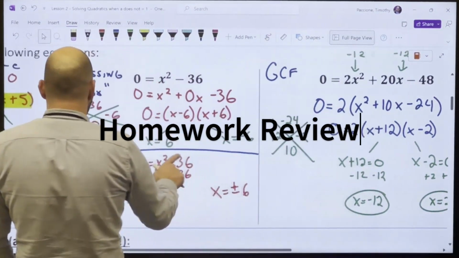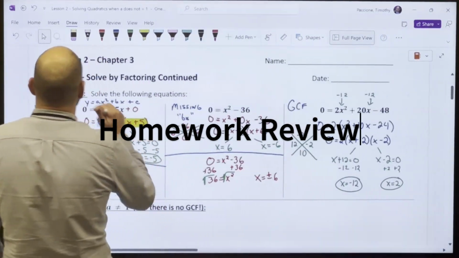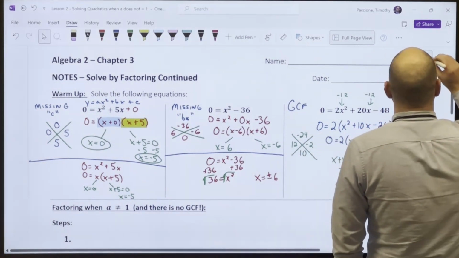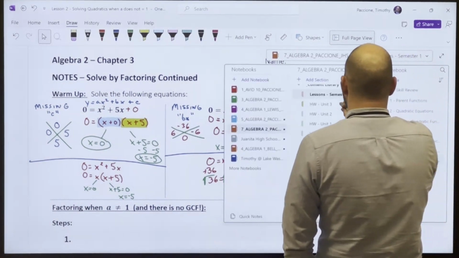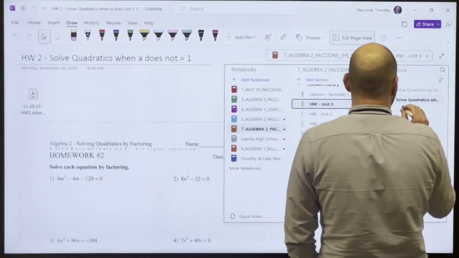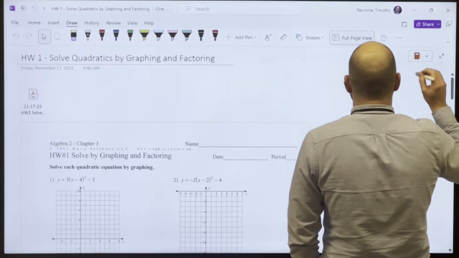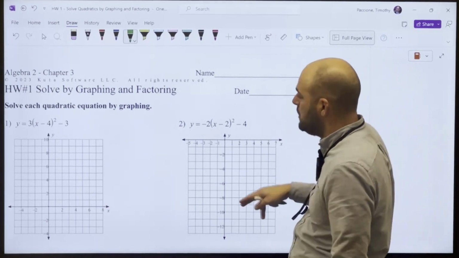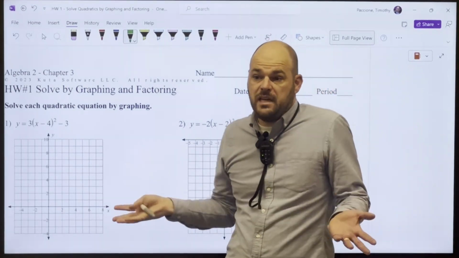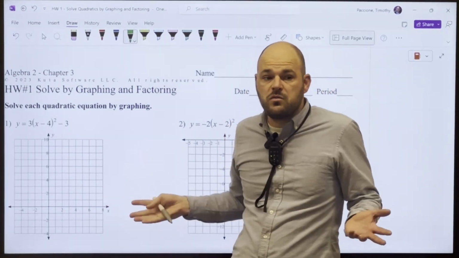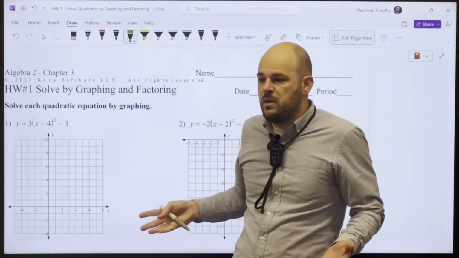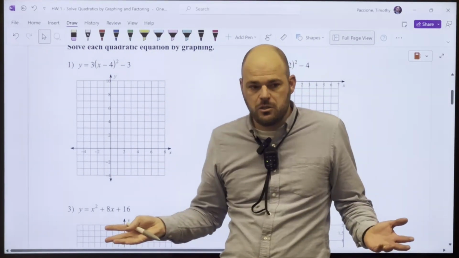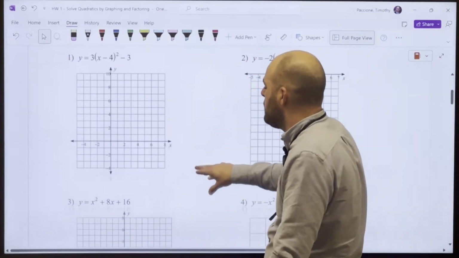So, let's see if we have any questions on the homework. We're going to move straight to the back of the homework because the front was just kind of a review of graphing, right? On the front, you just needed to graph, and that was last unit, and then whatever your x-intercepts were, that's your solution, right? So you're just finding x-intercepts on the front. We've been through that a lot, right? You just would graph it, whatever your x-intercepts are, that's the solution to your quadratic, right?